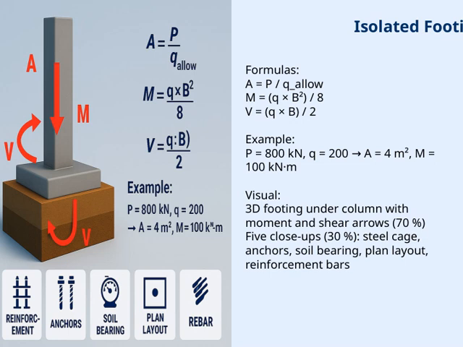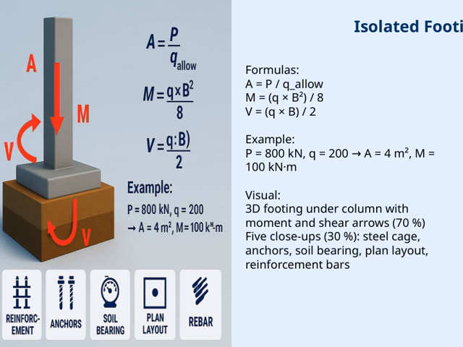Let's take a closer look at isolated footing design. On this slide, we see some key formulas that help us determine the size and strength of the footing. First, the area A is calculated by dividing the load P by the allowable bearing capacity Q allow. This tells us how large the footing needs to be to safely support the load.